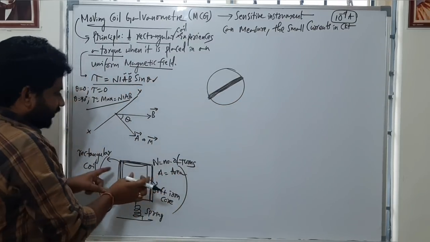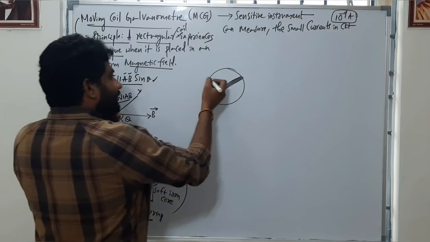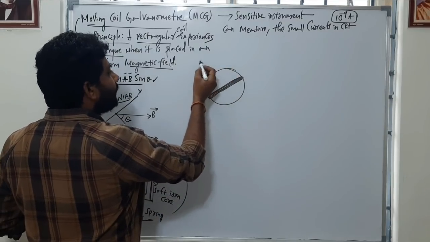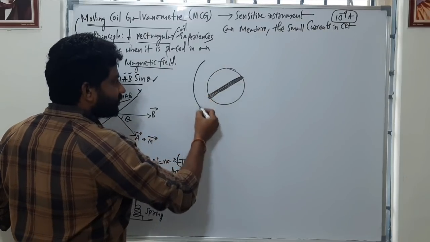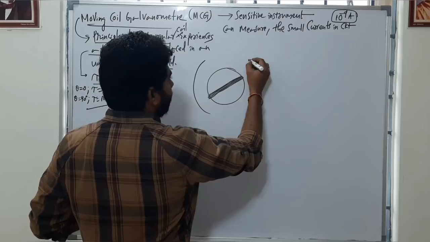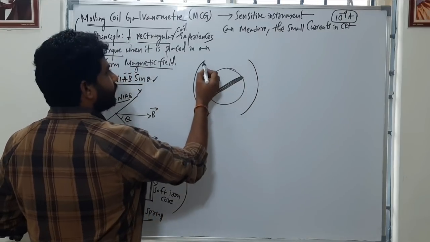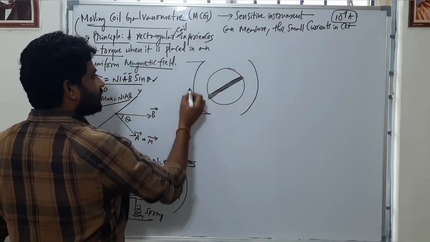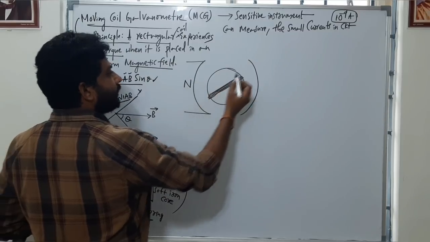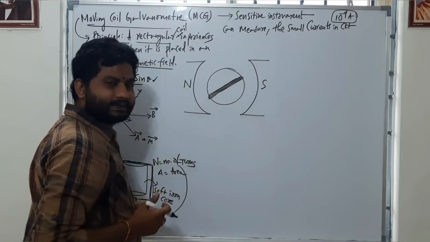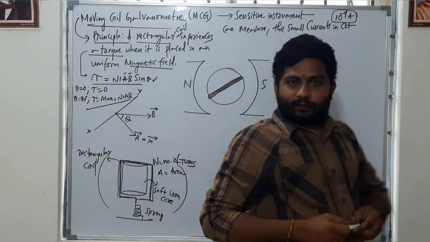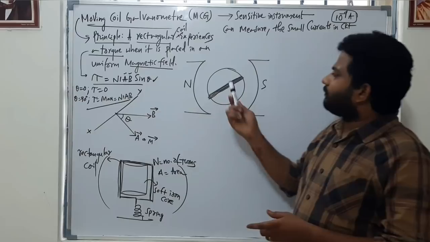Alright. So this is the top view, and this is fixed in between the north pole and south pole of a magnet. Carefully look at the situation. This is the north pole of a magnet and this is the south pole of a magnet. Is it clear? Now the front view, the top view of the same thing I had drawn here.